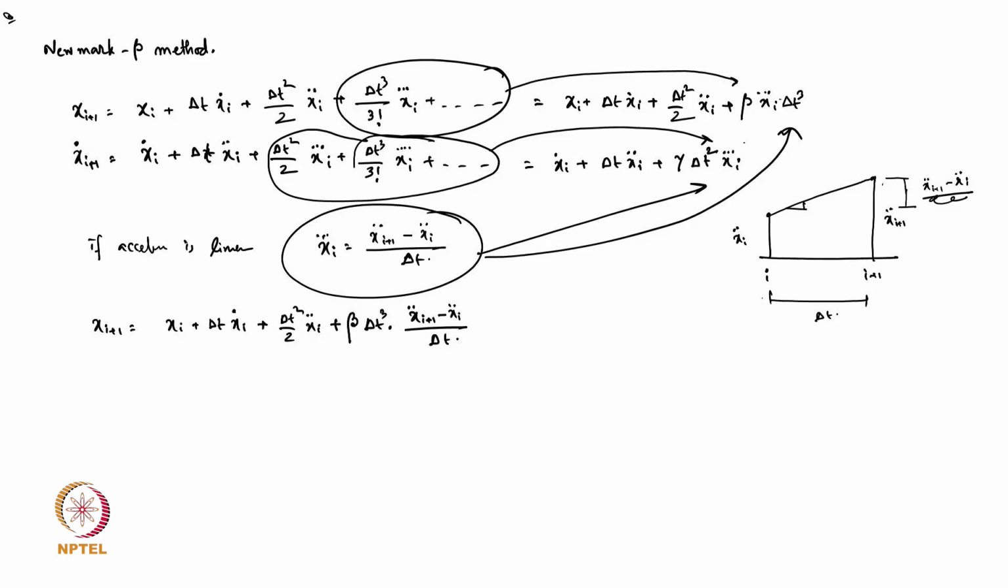Make sense? So if I simplify a little bit, what can I get? Now here you can see that delta t can be cancelled out and cube becomes square. Okay, so we will be left with, and now if we start clubbing the terms, we will have (1/2 minus beta) into delta t square into x_i double dot plus beta into delta t square into x_{i+1} double dot.